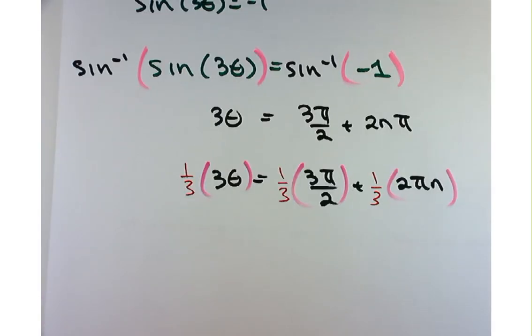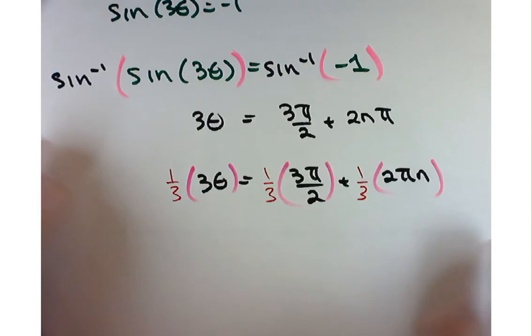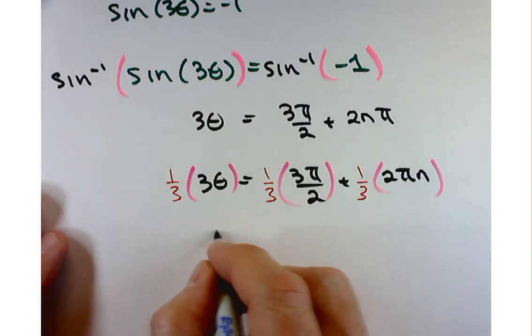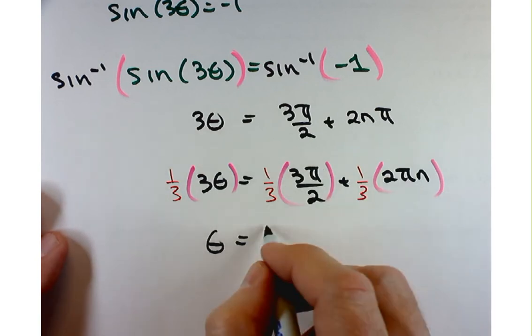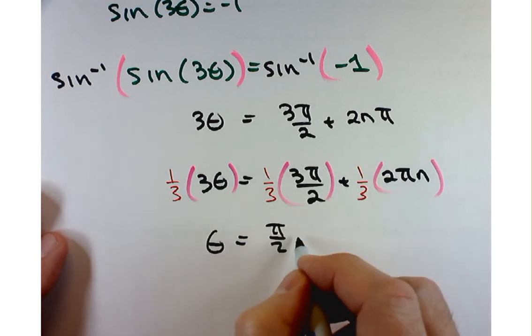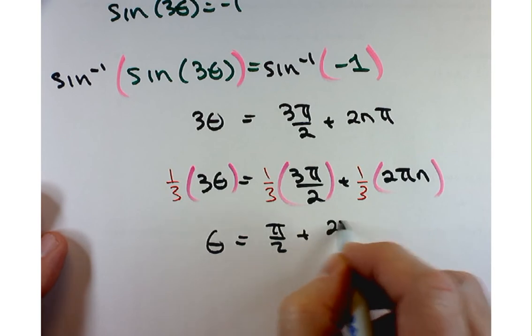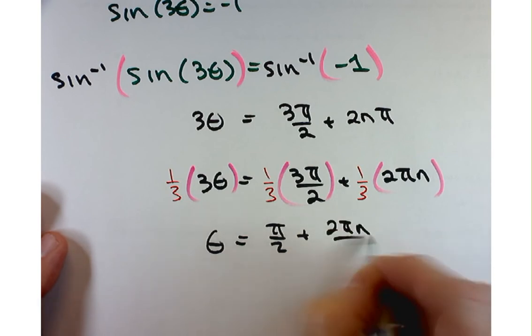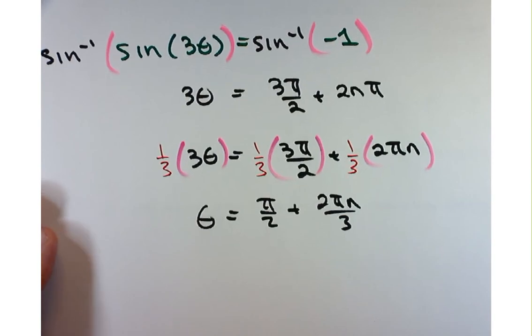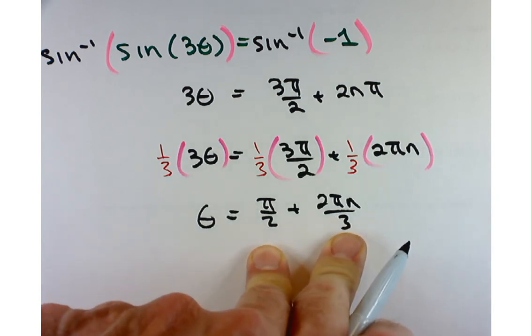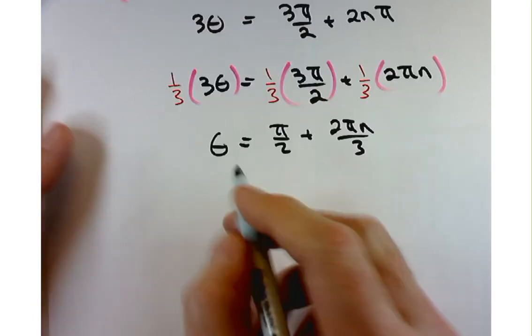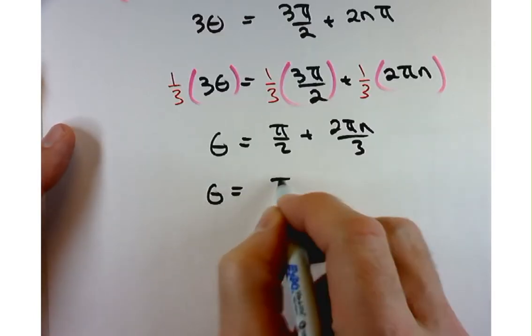Okay. This equation is going to simplify. I'll end up with theta equals, well, the 3's cancel, right? Pi over 2. And here I get 2 pi n over 3. Okay. What would a common denominator be this time? 6. 6 is a common denominator. So what I'll do is I'll get a common denominator for both of these.